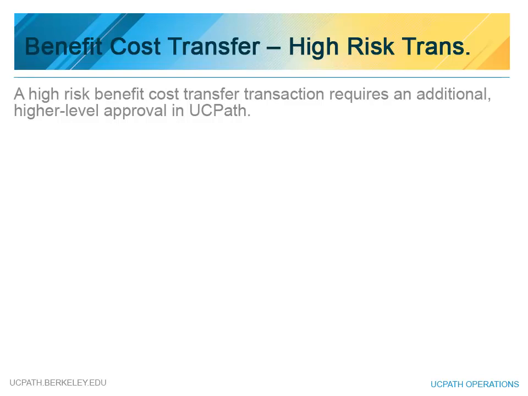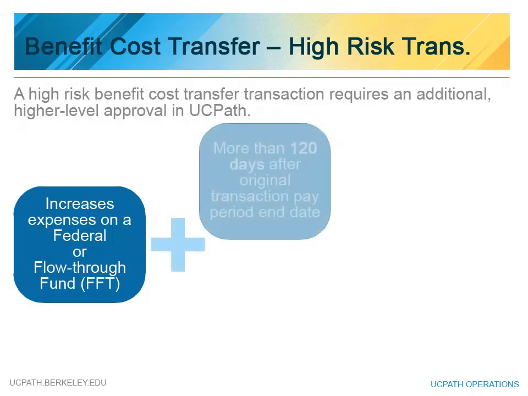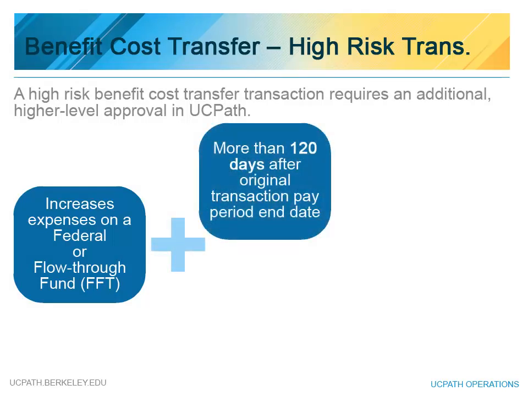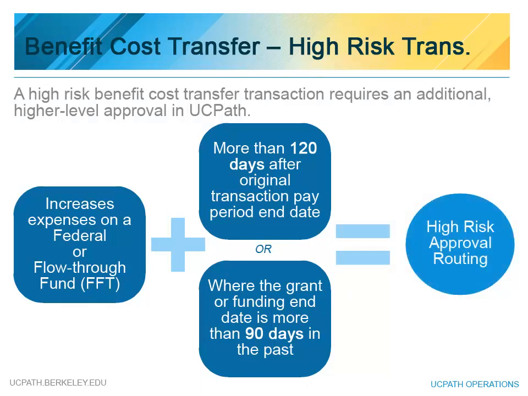In these situations, if there is an increase in expenses on a federal or flow-through fund, FFT, and it is in violation of the 120-day rule or the 90-day rule at the time of submission by the initiator, then the requests must have high-risk approval routing. Requests that increase or decrease the expense on a non-federal grant or contract are not considered high risk.